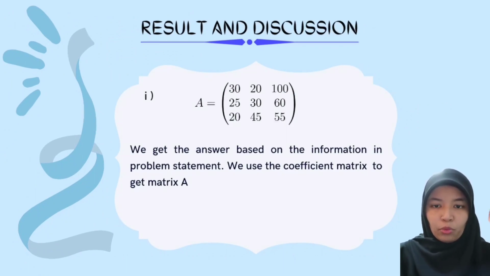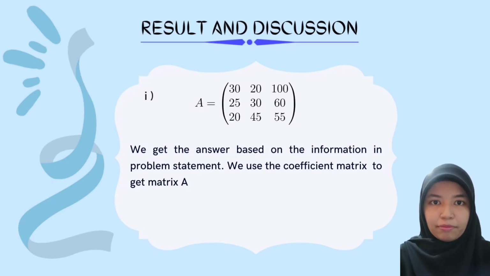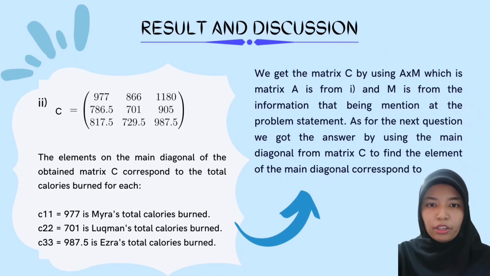For the first question, we get A equal to 30, 20, 100, 25, 30, 60, 20, 45 and 55. We get the answer based on the information in the problem statement. We use the coefficient matrix to get matrix A. Next, for the second question, the result is C equal to 977, 766, 1100, 706.5, 701, 905, 1017.5, 729.5 and 987.5.